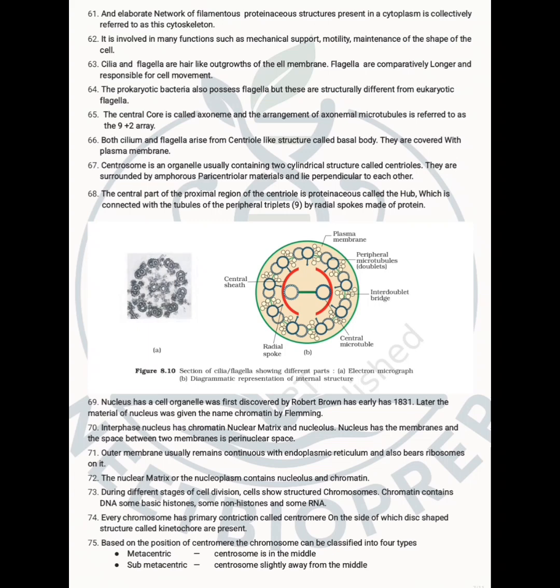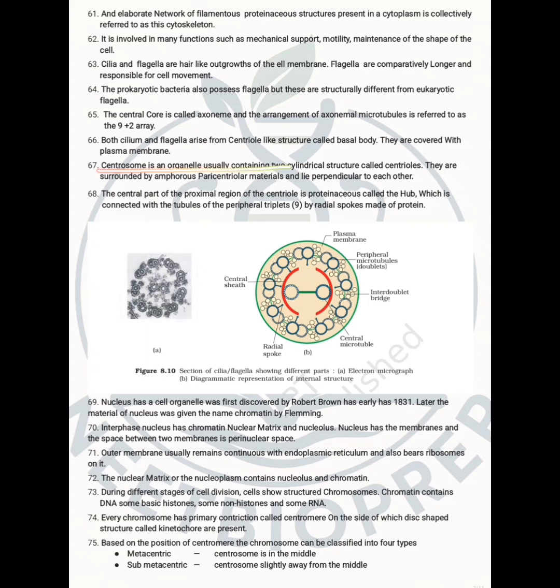The central core is called the axoneme. The arrangement of the axonemal microtubules is referred to as a 9+2 array. Both cilium and flagellum arise from a centriole-like structure which is known as the basal body. They are covered with the plasma membrane.